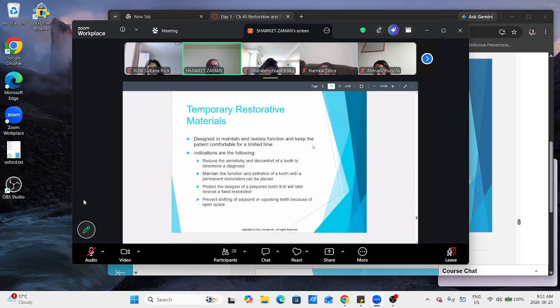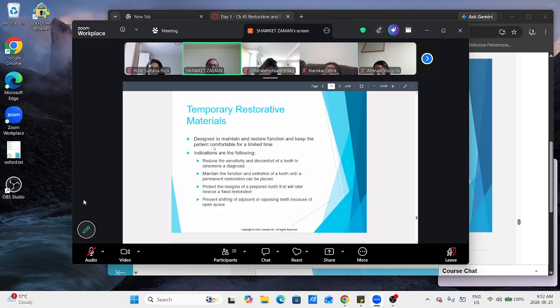Now the next is our temporary restorative materials. By name you can understand that it is given to patients for a very limited amount of time. They are designed to maintain restoration function and keep the patient comfortable for a limited time. That's why it is called temporary restorations. This limited time may be 1 week, 2 weeks, or maximum 3 weeks.